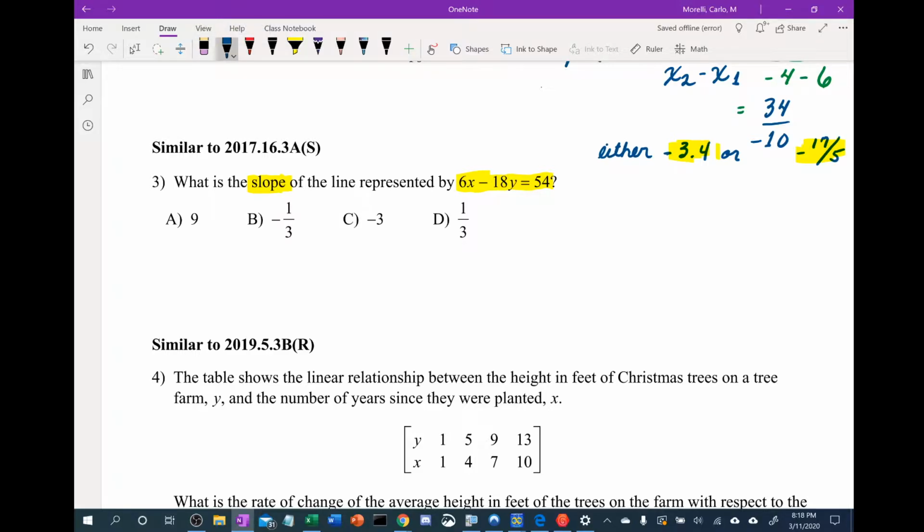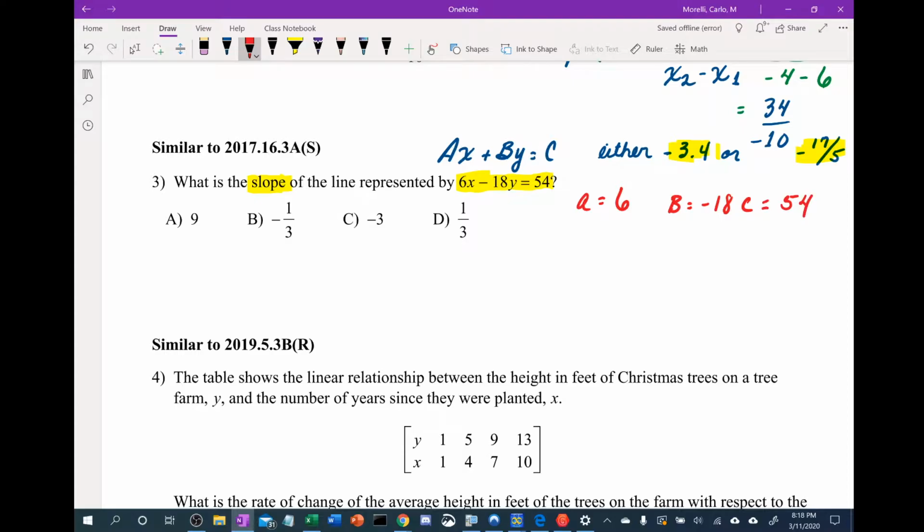Now, what do I mean by standard form? I mean an equation that takes the form ax plus by equals c. If you parse this out, we can figure out that A, B, and C are just given to us. A is 6, the number in front of the x. B is actually -18 because it captures the sign. So B is -18, and C is 54.